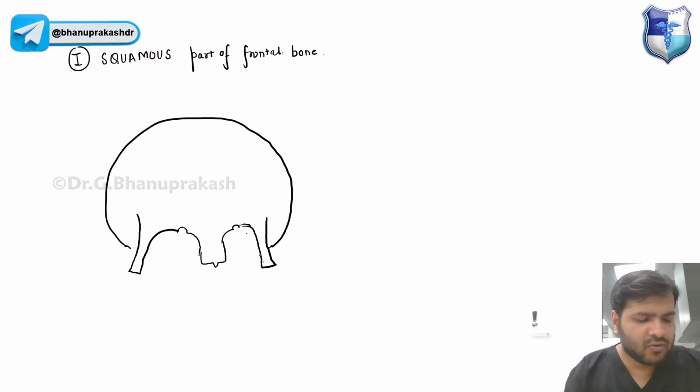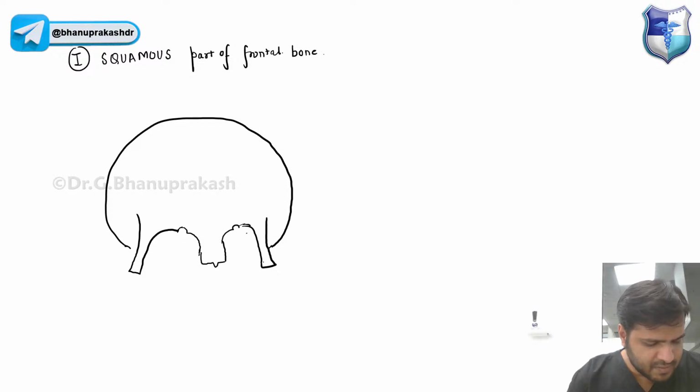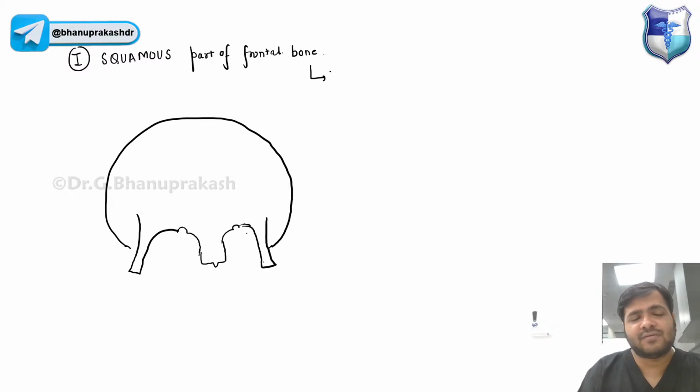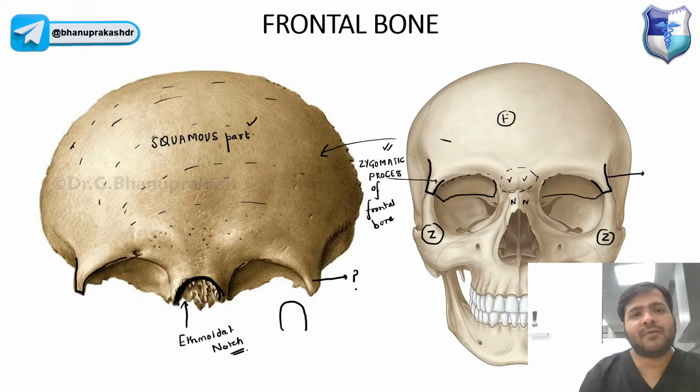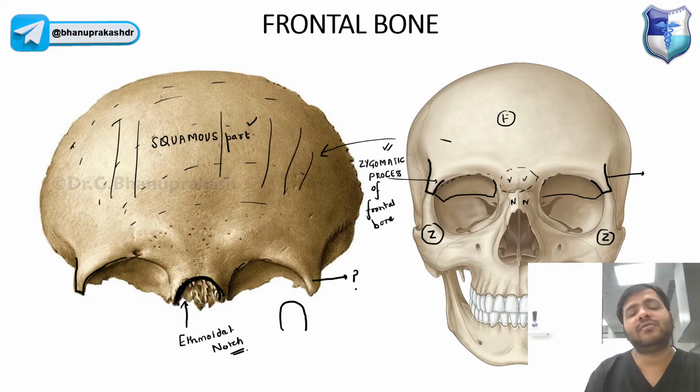Now guys, okay, let us just try to mark some important structures over here. What all we can see? Now guys, the squamous part of the frontal bone has an external surface. This surface which I am highlighting, guys, is called the external surface of the frontal bone.